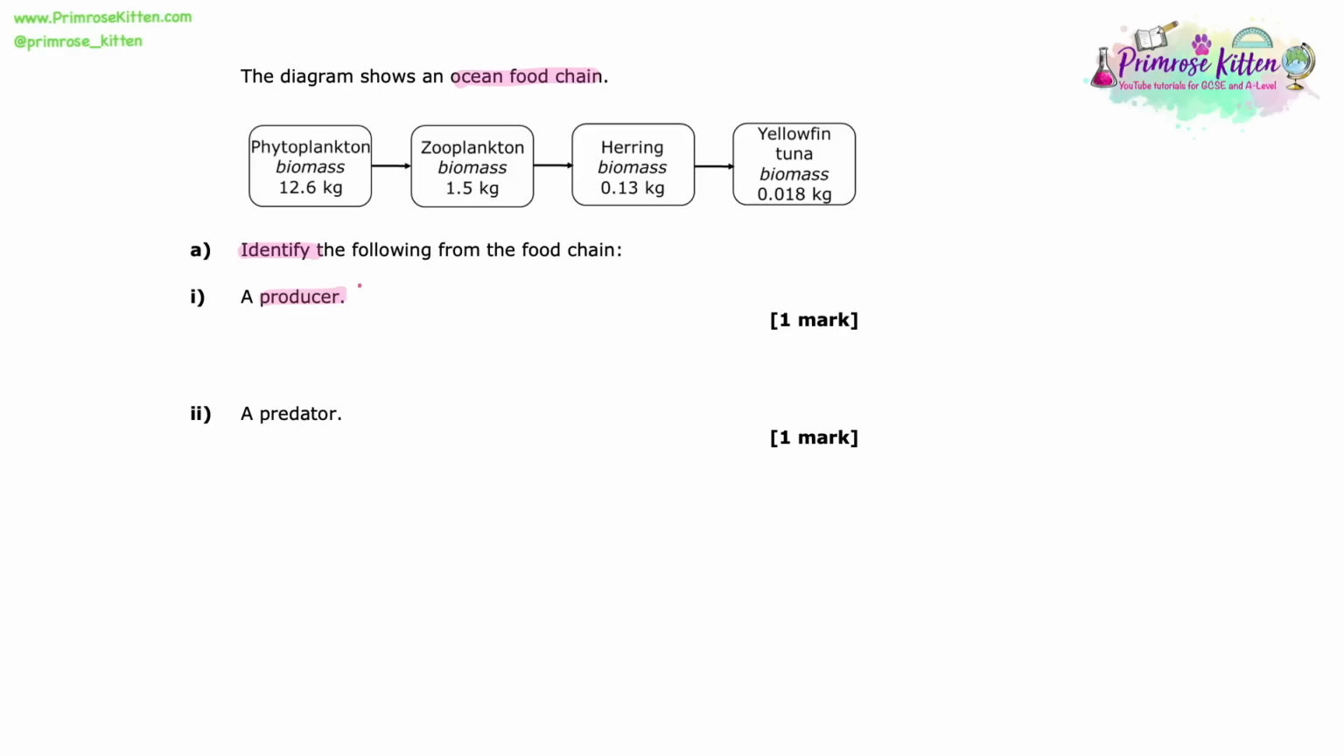A producer. So hopefully we know that a producer is a plant or a photosynthetic organism. It's always something that starts the food chain. So in this case, it's going to be the phytoplankton.